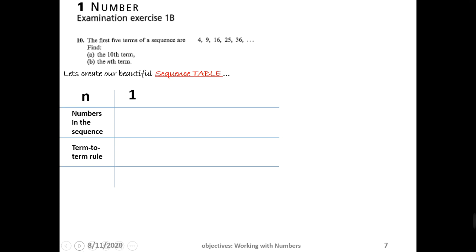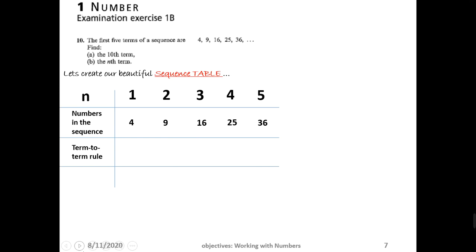Now, as for the n, for any sequence in the world, it's always 1, 2, 3, 4, 5. Underneath the 1, which represents the first term in my sequence, is the 4. The second term is the 9. The third term in my sequence is the 16. The fourth term is the 25. And at last, the fifth term is the 36.